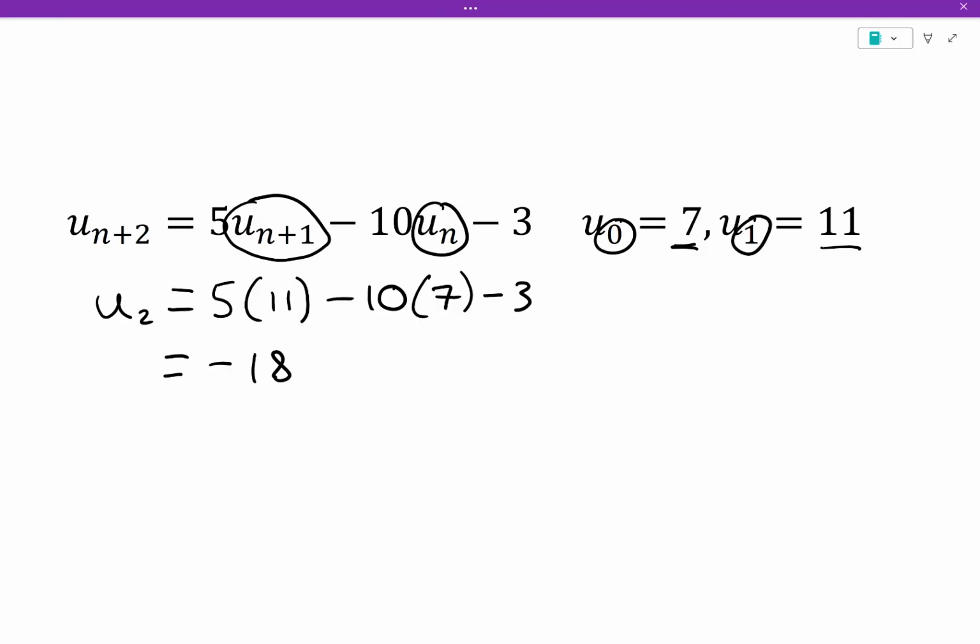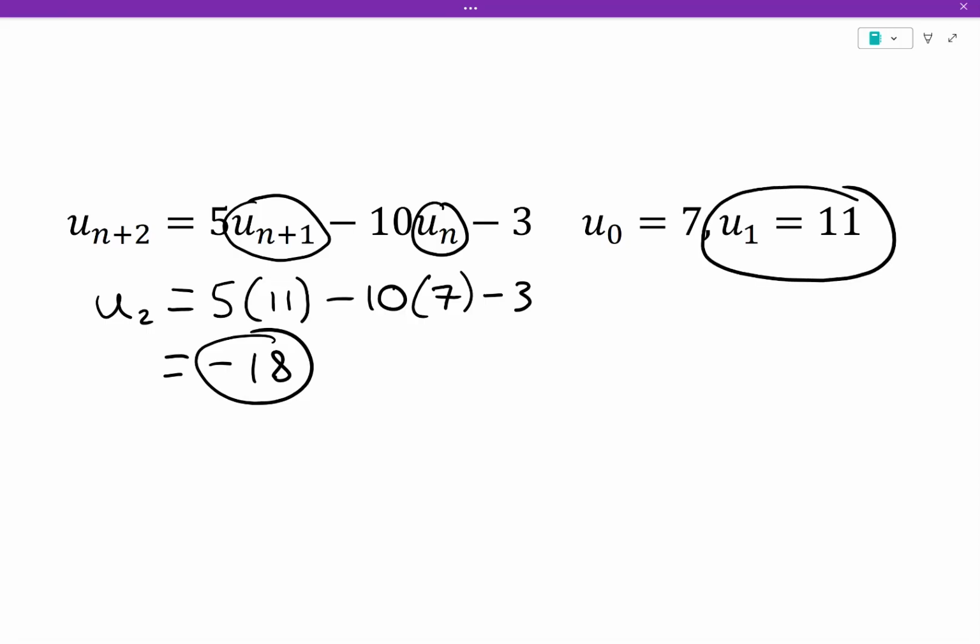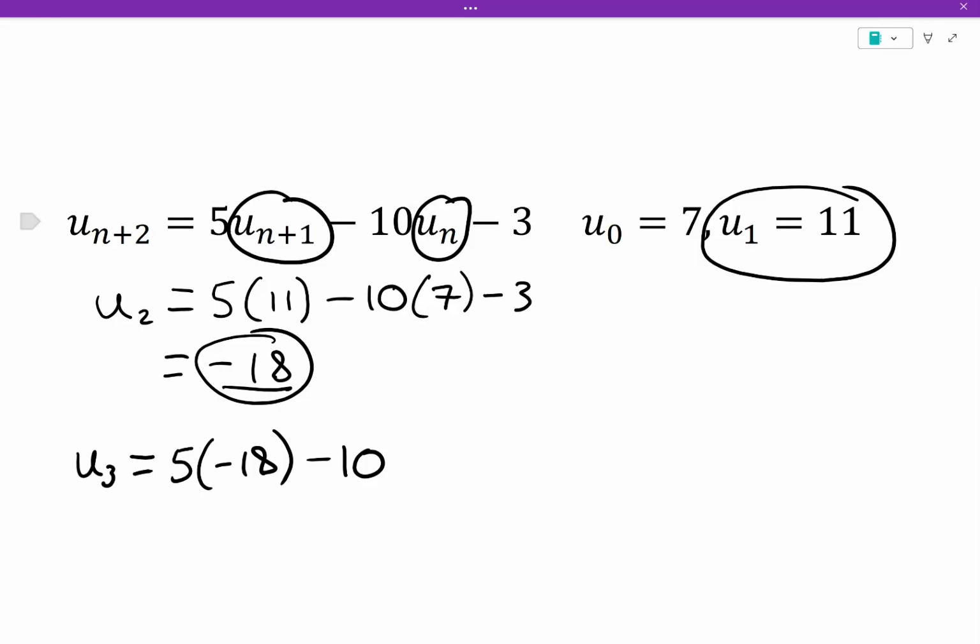And then what we could do is use u2, which is negative 18, and the u1, which is 11, in order to find u3. So to do that, I would write u3 is equal to, and it would be 5 lots of the previous term, which is the negative 18, u2. And then it would be subtract 10 lots of, and then we've got the un, which is the term before that. So that would be the u1, which is the 11, subtract 3. And then that calculation there would give you u3. So we would get negative 203.